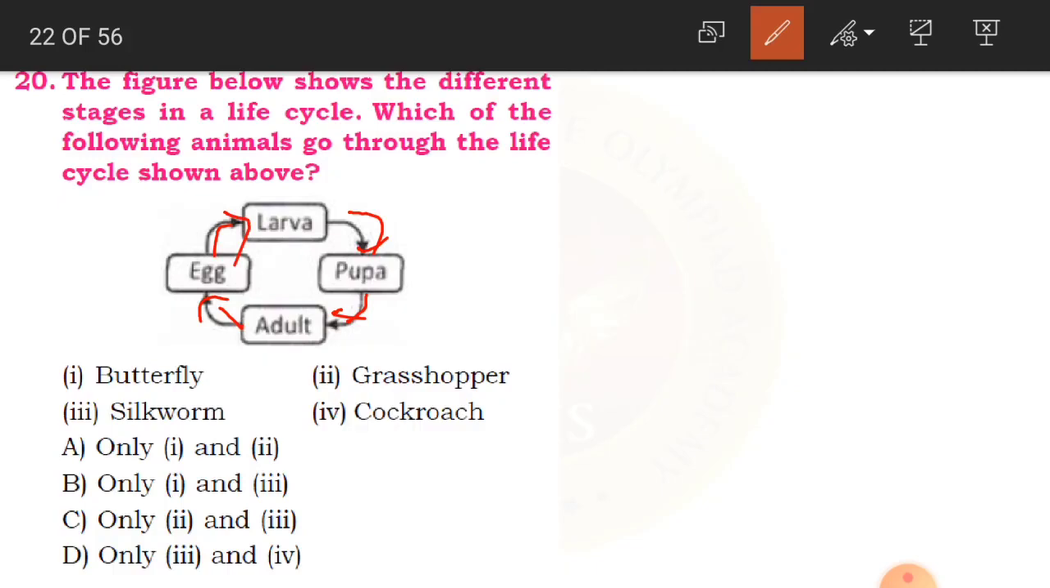Okay, children? So the first option is butterfly. Second option is grasshopper. Third one is silkworm. And fourth one is cockroach. So which have got this life cycle? The option is butterfly and also the silkworm. That is B option. Okay, only 1 and 3. So these insects are going to undergo 4 stages of life cycle as it is there in our picture.